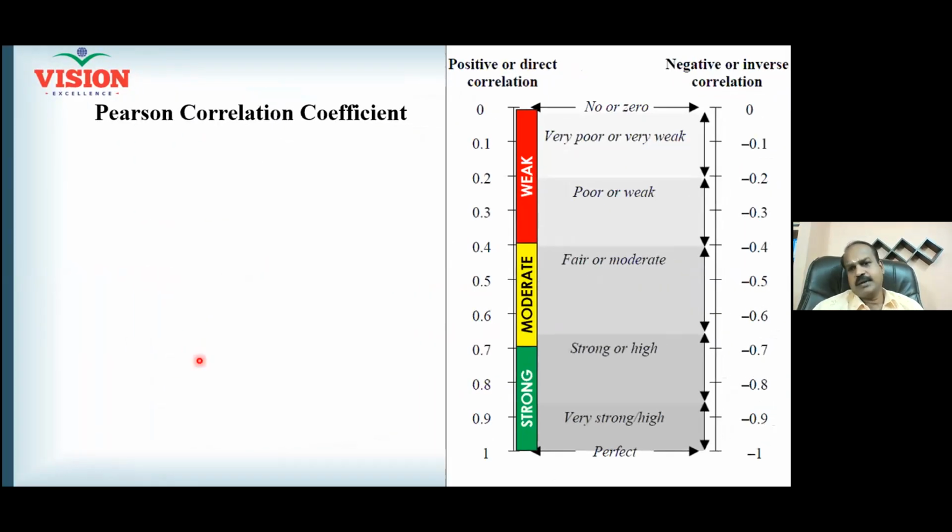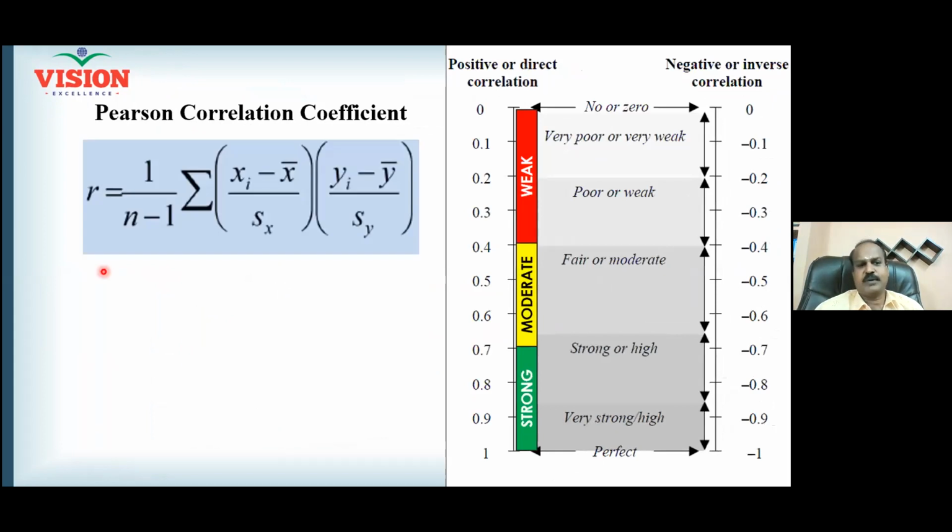And now the formula for calculating the R. This is the formula. N is the number of data you are using. X bar is the average of the X values. Y bar is the average of the Y values. Sx is the standard deviation of the X values. Sy is the standard deviation of the Y values. And Xi, individual X value. Yi, individual Y value. Now you will get the R value.